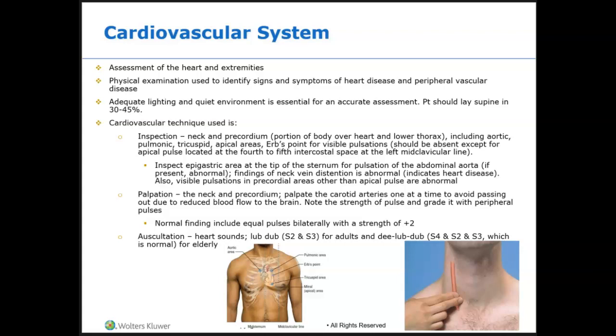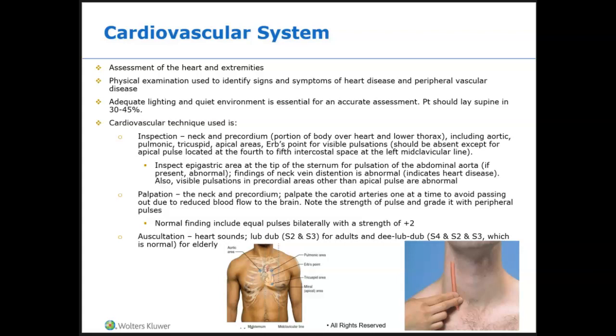Cardiovascular assessment. This assessment, again, please follow along on your assessment sheet or in your book. The physical examination is used to identify signs and symptoms of heart disease and peripheral vascular disease. Adequate lighting is essential so that the RN can see the patient's skin and pulsations. Quiet environment is also necessary so that you can hear and thus get an accurate assessment of the patient's heart sounds. Assisting the patient to a supine position with the head of the bed elevated to 30 to 45 degrees, right? Semi-Fowlers.